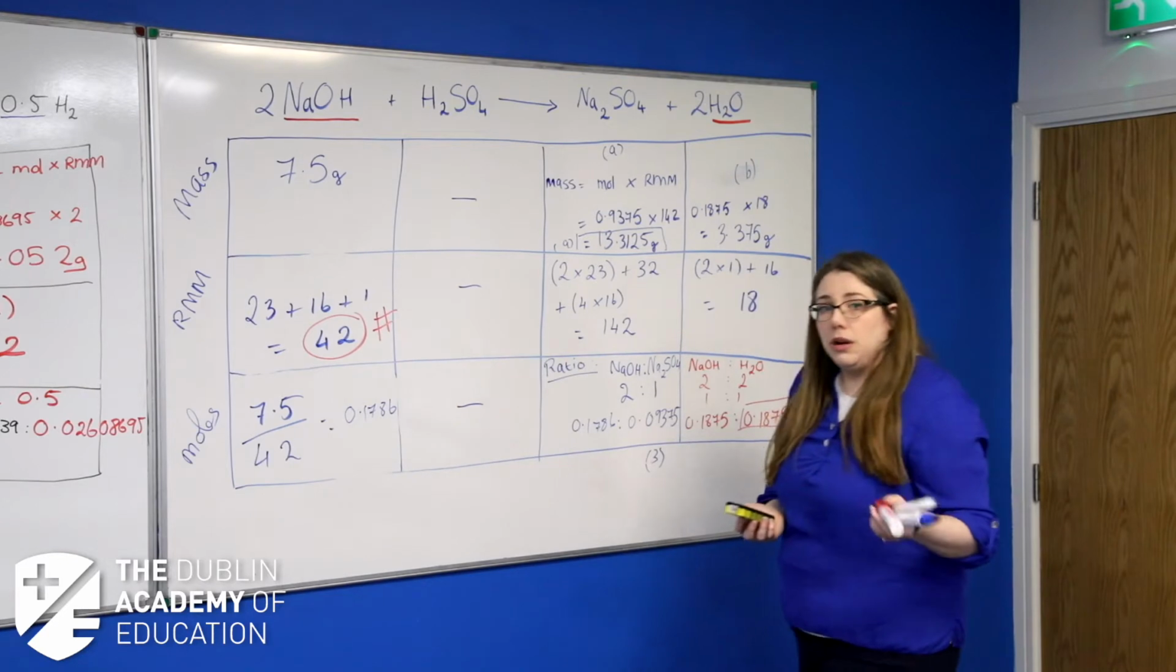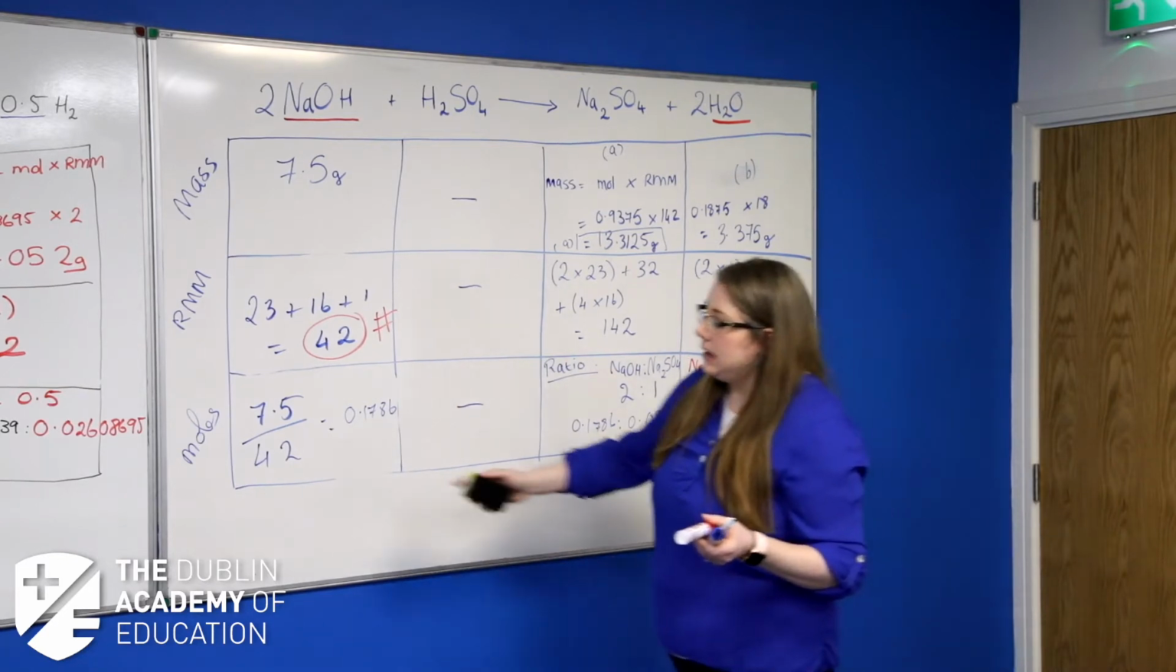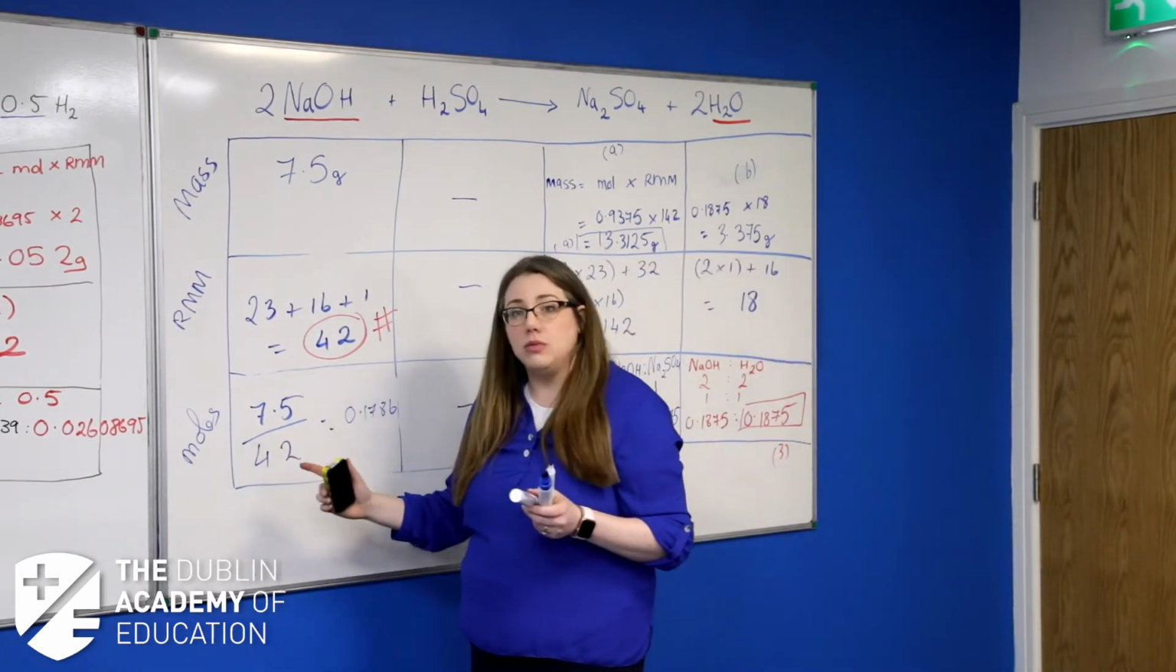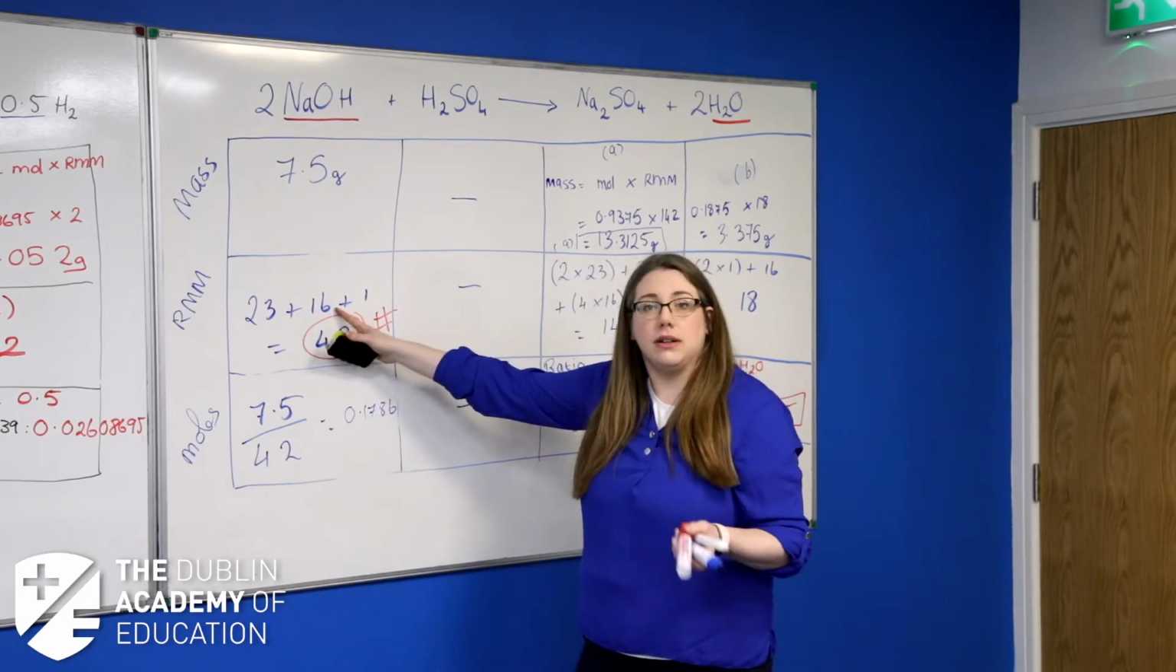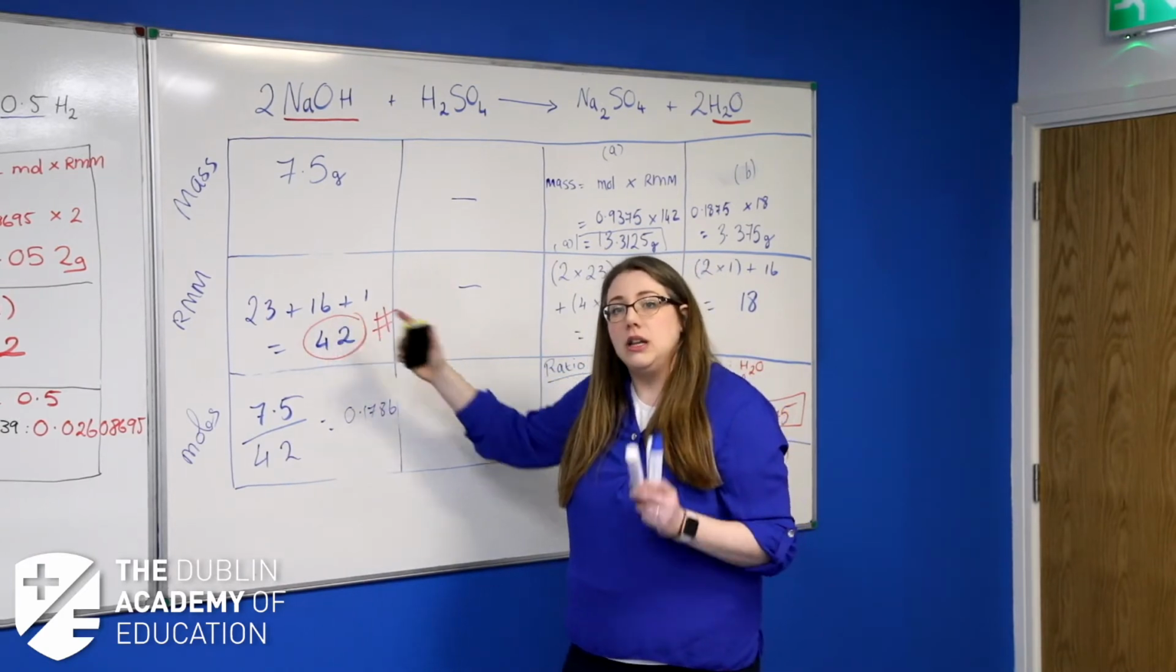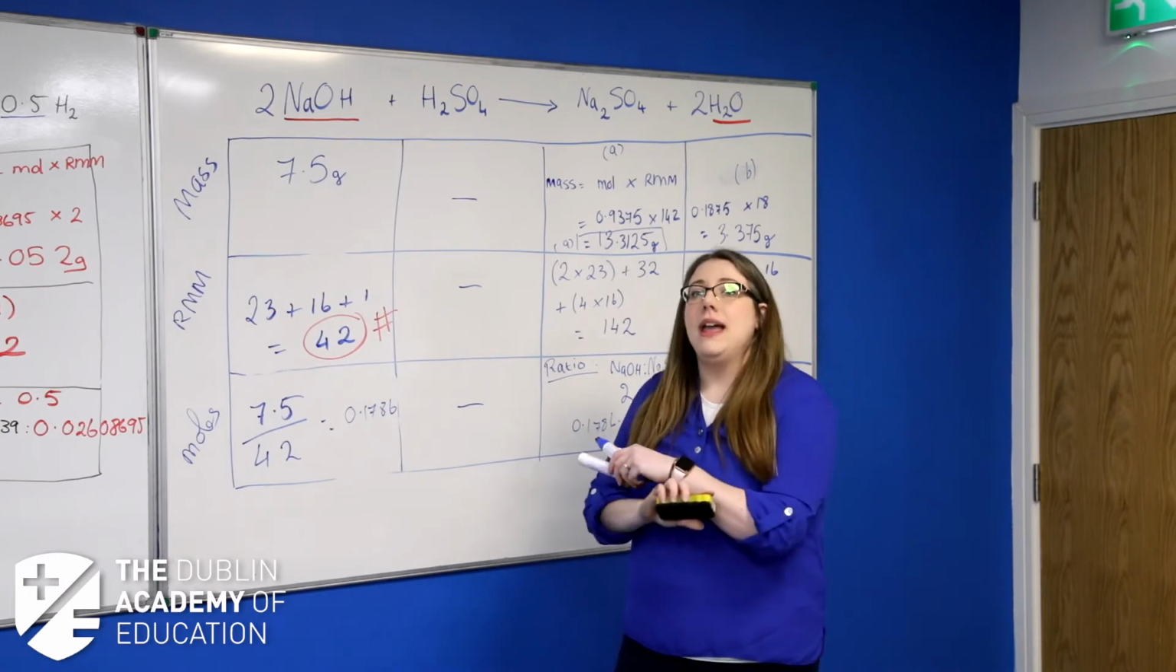Whereas if you don't show your workings, I can't see where that 42 came out of, and I don't know that you just made a very simple mistake with your calculator when you were adding them together. So just be very careful that you show everything.